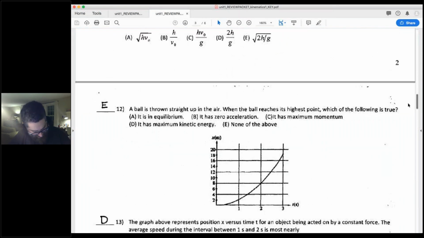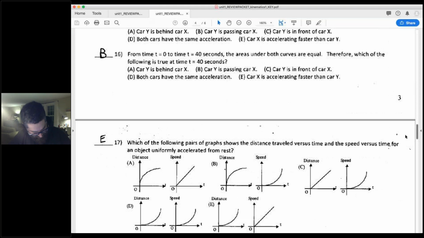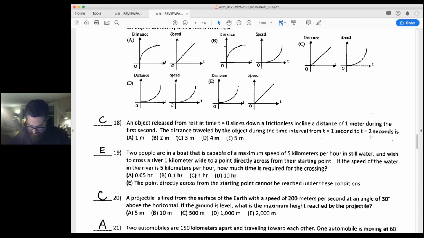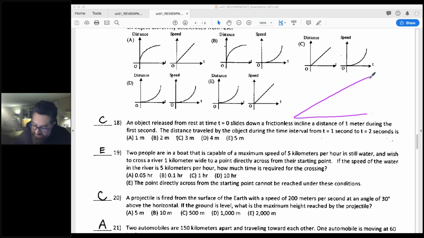Here's question 18 from packet number 1. The trick to this question is that you have to answer the acceleration question first. So we have this inclined plane. The object starts here at time equals 0, and then it's going to slide down. It's going to be, let's say, here at time equals 1, and then way further down at time equals 2.